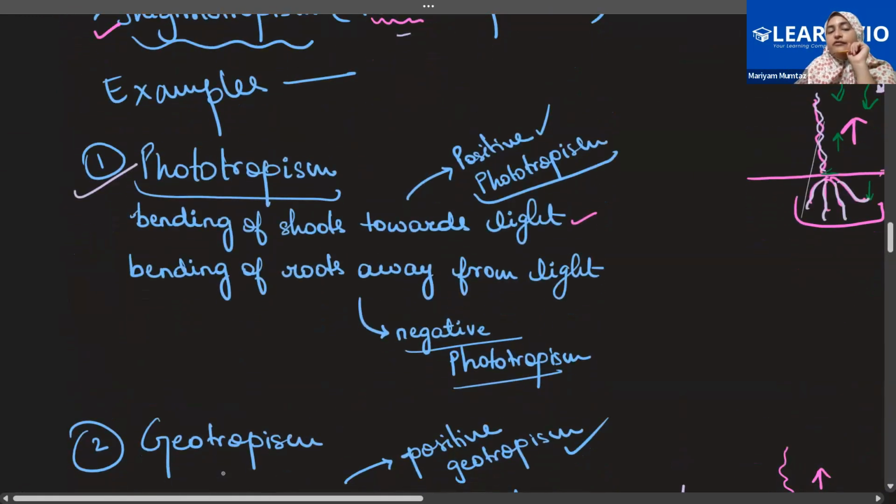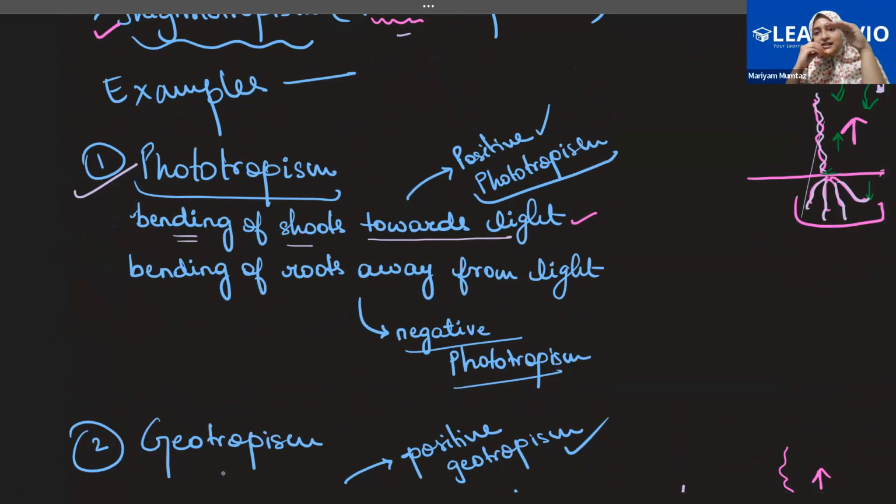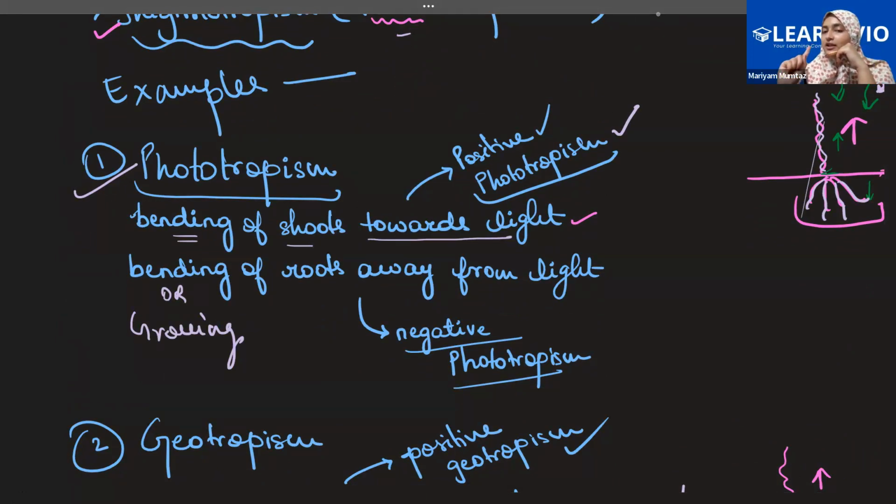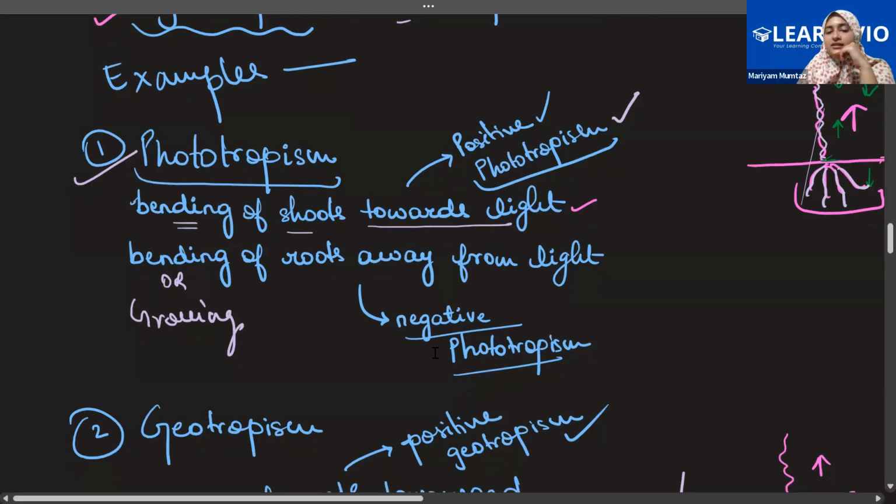The first case is of phototropism, the bending of shoots towards the light. You remember how when auxin started cell division, the plant bent towards the light? Remember the working of auxin? So that was positive phototropism. And we talk about growing also. The growing of the roots away from the sunlight is negative phototropism. Is the phototropism example clear to every single person here? All right. Very good.